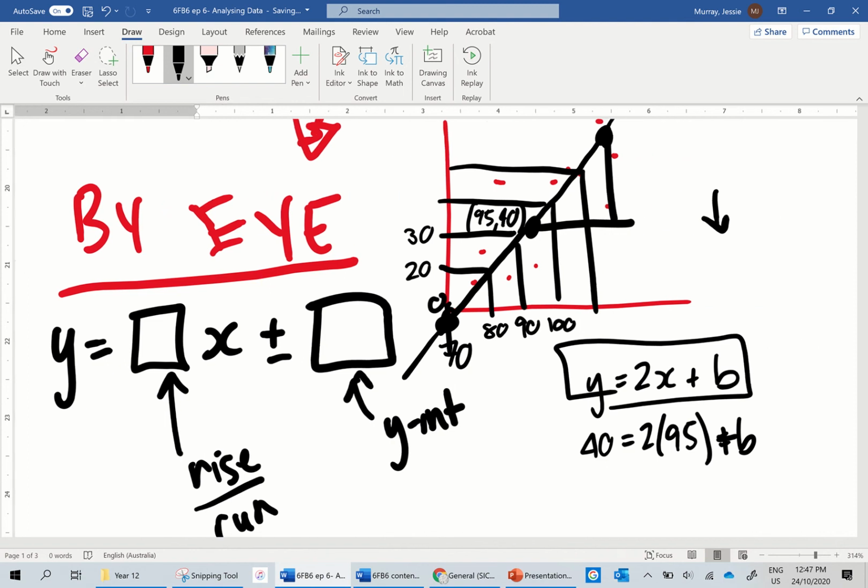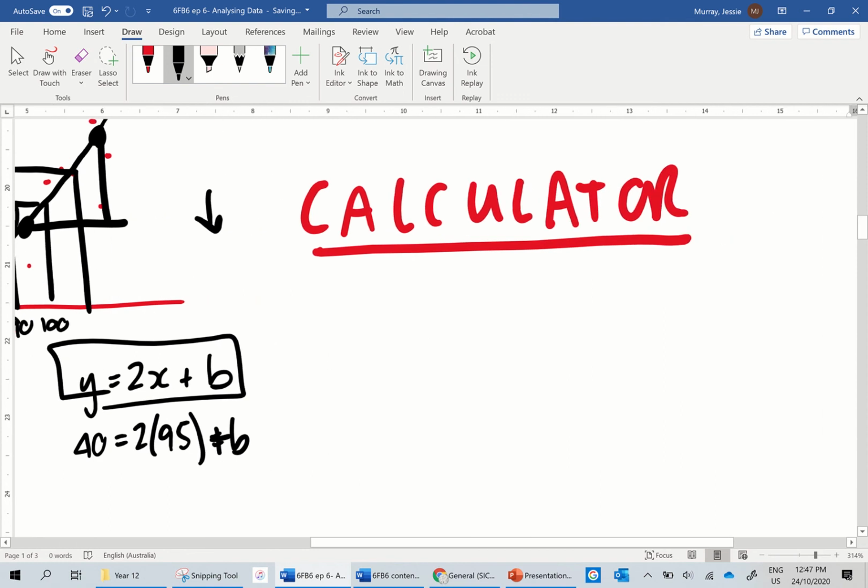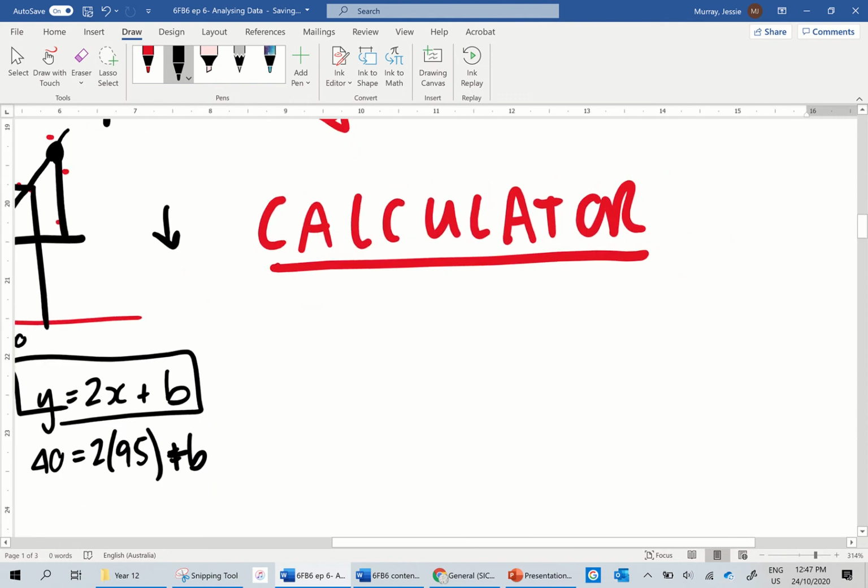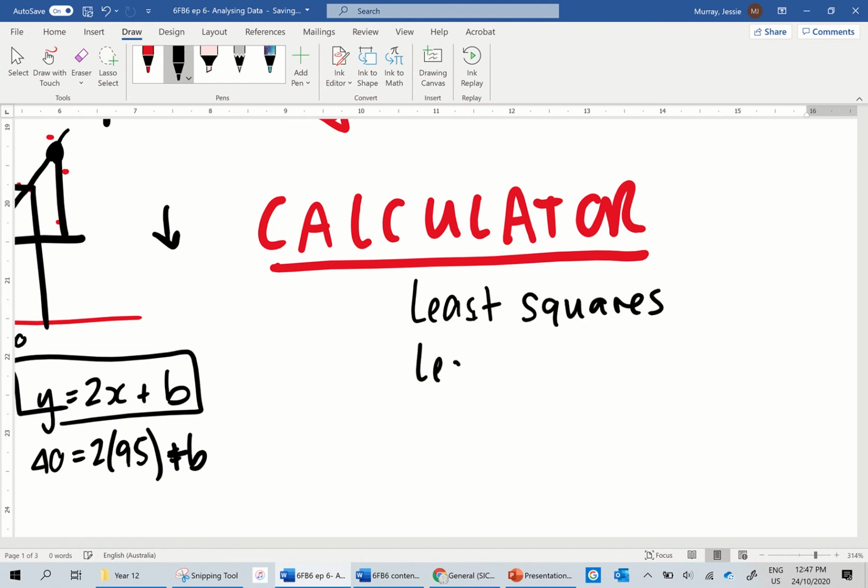Now, when it comes to the calculator, I'm going to come back to that because further down we look at just calculator maths and there's a nice little summary for it. But when they talk about the calculator, it's the least squares line of best fit. It's got a few names, but least squares is one, least squares regression.